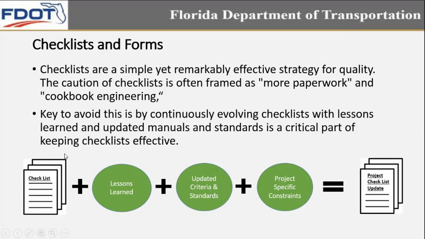And you can see at the bottom, you basically have existing checklists. You have to take into account lessons learned, updated criteria and standards, and your project-specific constraints. There are certain things on this project that are really going to constrain the project one way or another. All those that need to be looked at on the checklist need to be reviewed. Those are very critical things on this specific project that have to be reviewed. All three of those things need to be taken into account to update your checklists into project-specific checklists.